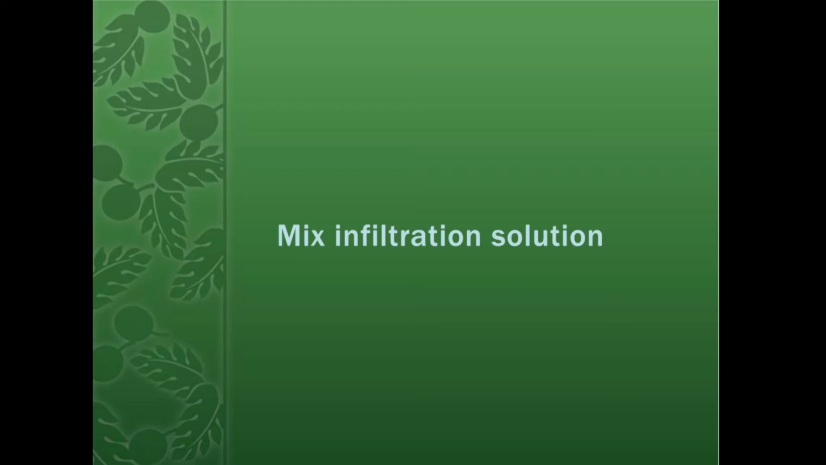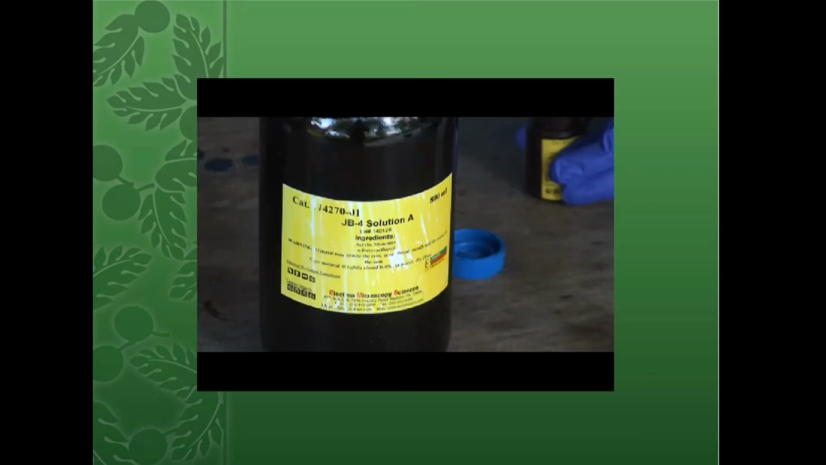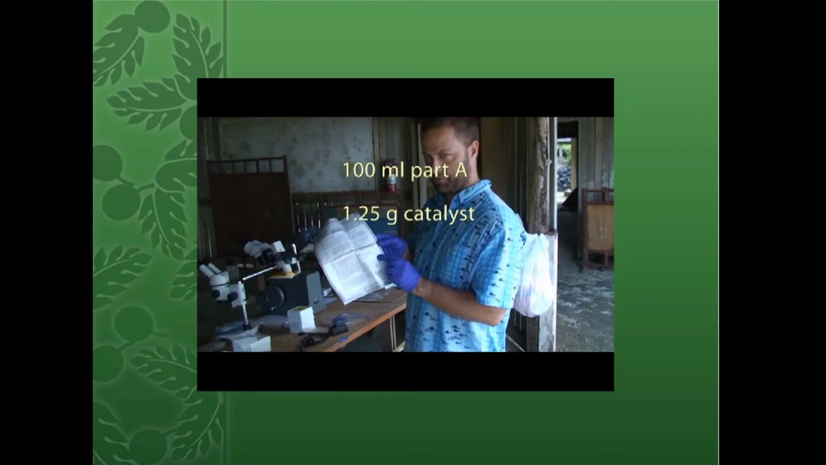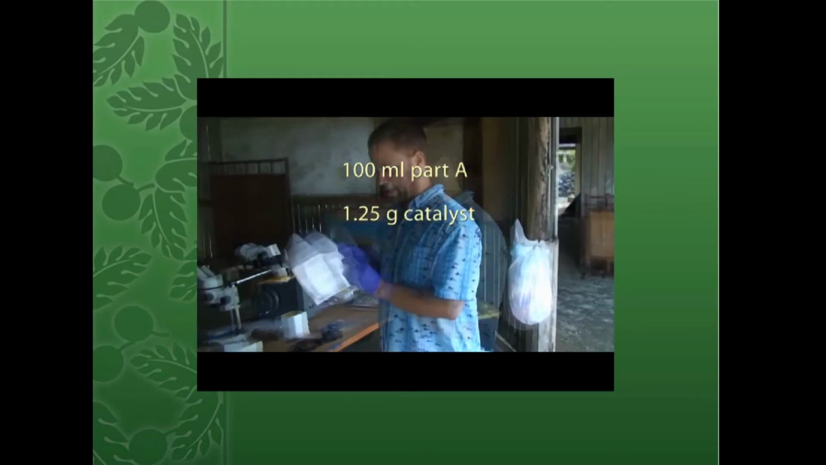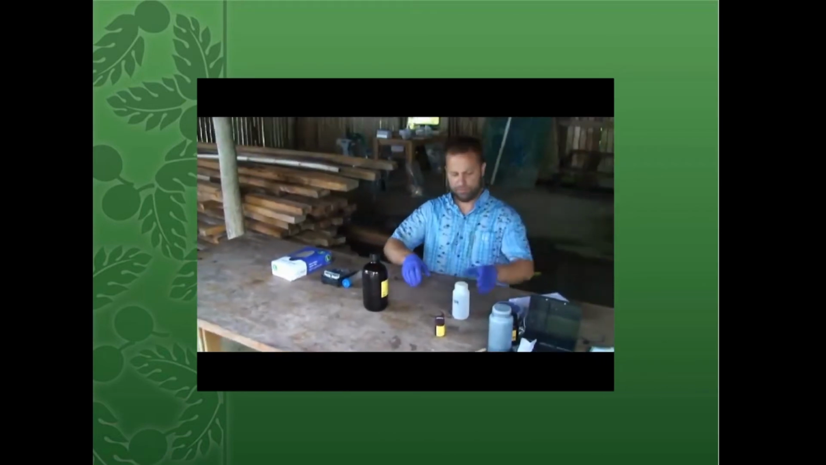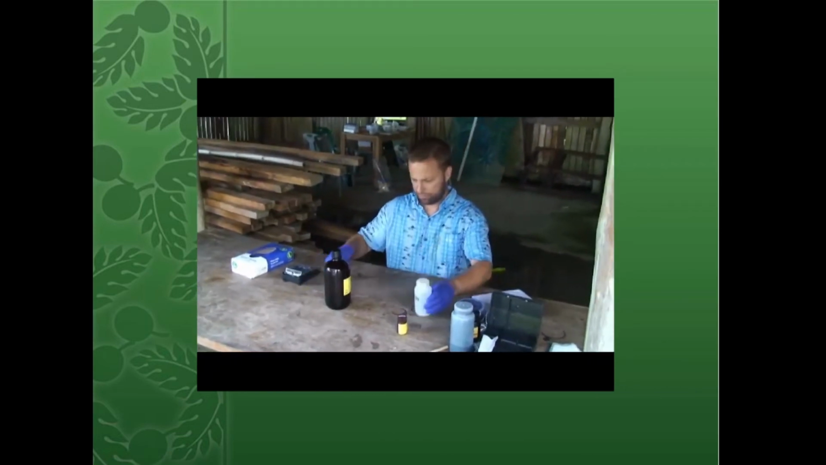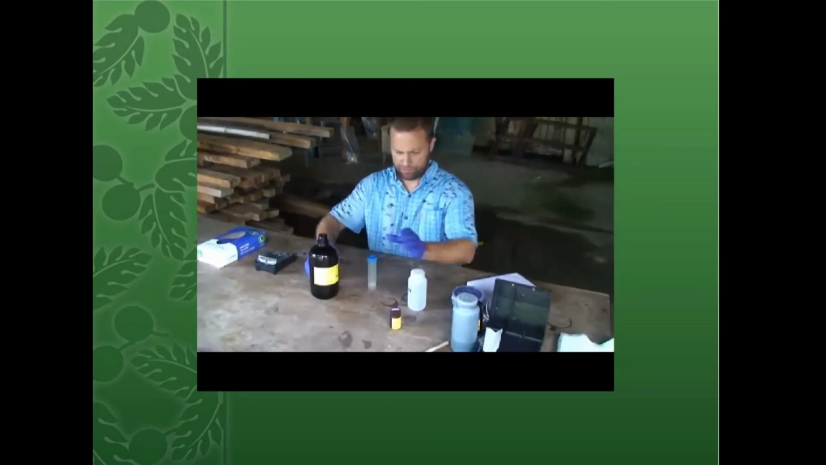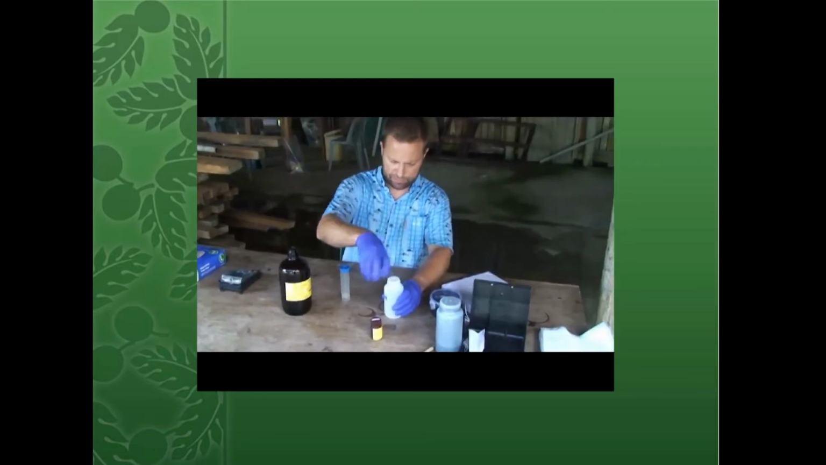Now this plastic resin is part of a commercially available kit called JB4. The infiltration solution is made from that kit. We use solution A and a catalyst. 100 mils to 1.25 grams of catalyst. So we're actually going to do 200 mils. So this is part A. Measure out exactly 200 mils.